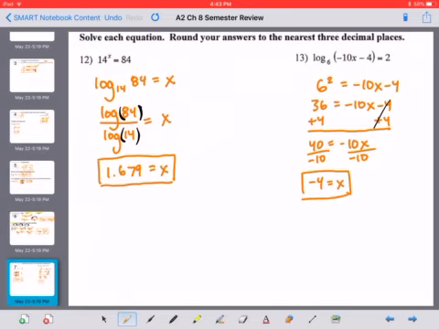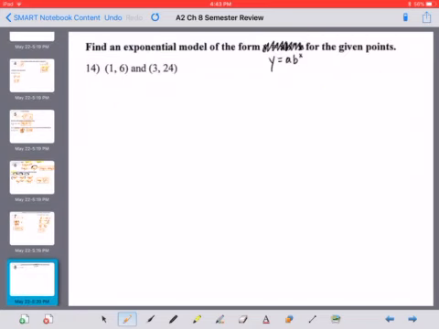All right, the last question does take a few steps, there are 5 steps. We're going to rewrite this if we know that an exponential equation goes through these 2 points here. The first step is to write 2 equations, plugging in these for x and y in this given equation here. So our first equation will be 6 equals a times b to the power of 1. And our second equation, plug in 24 for y and 3 for x.